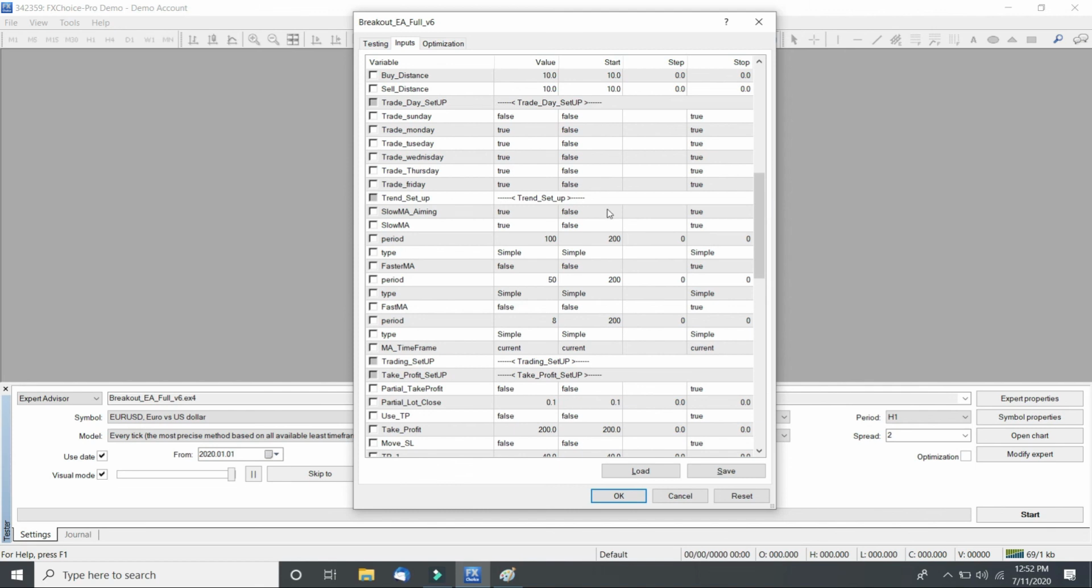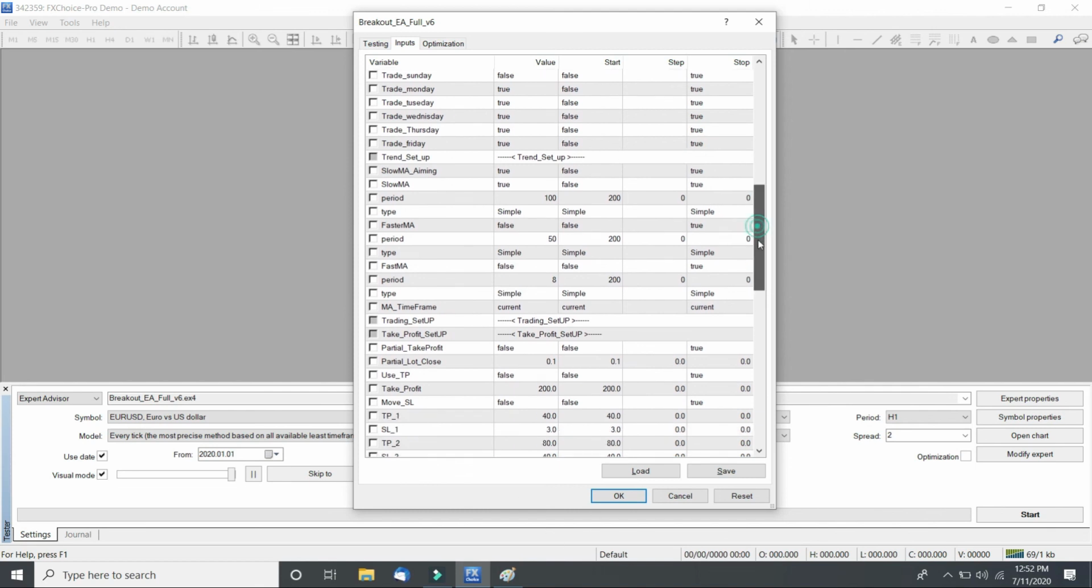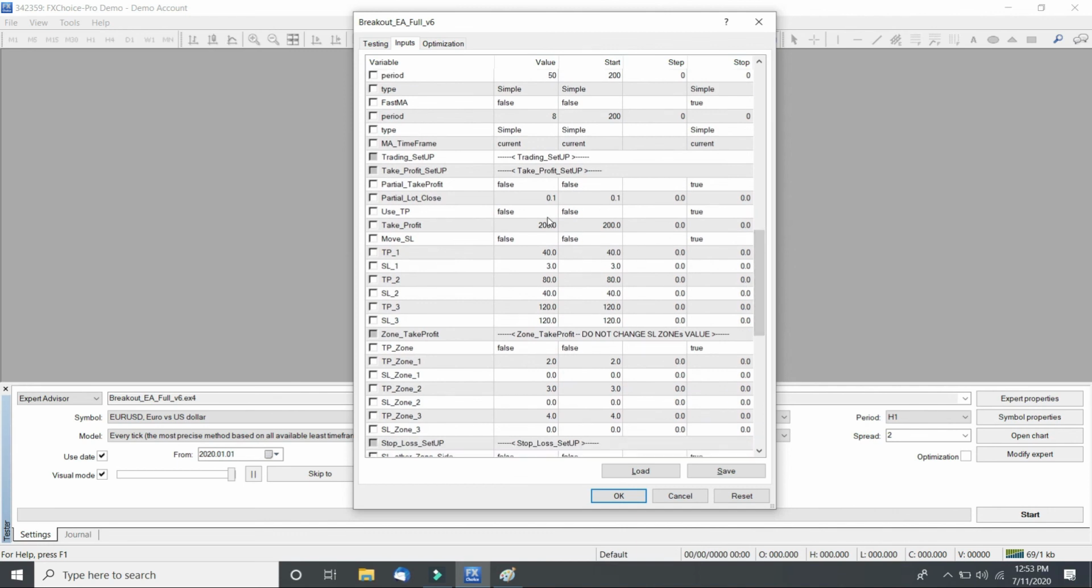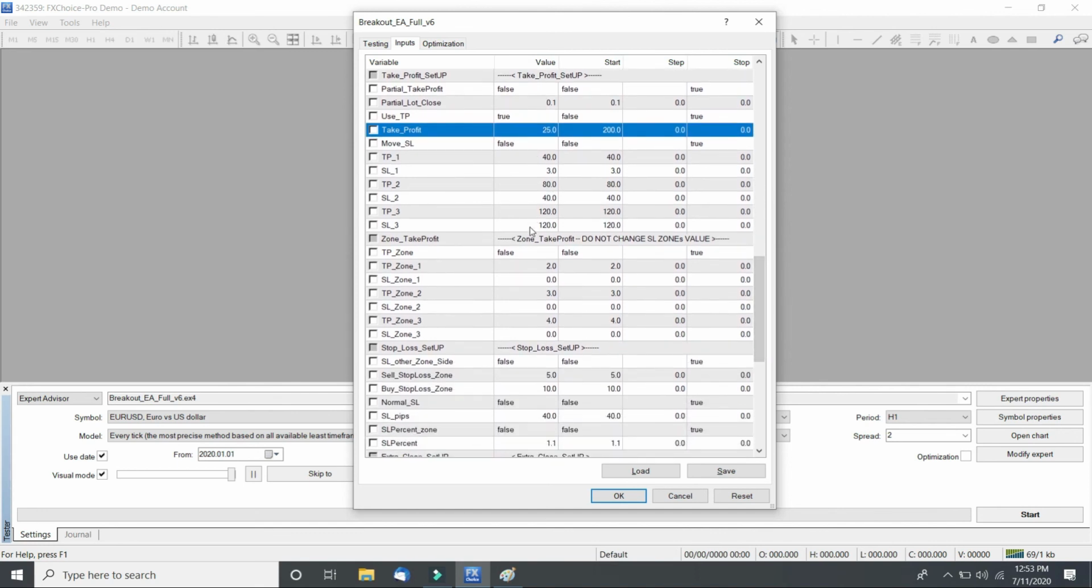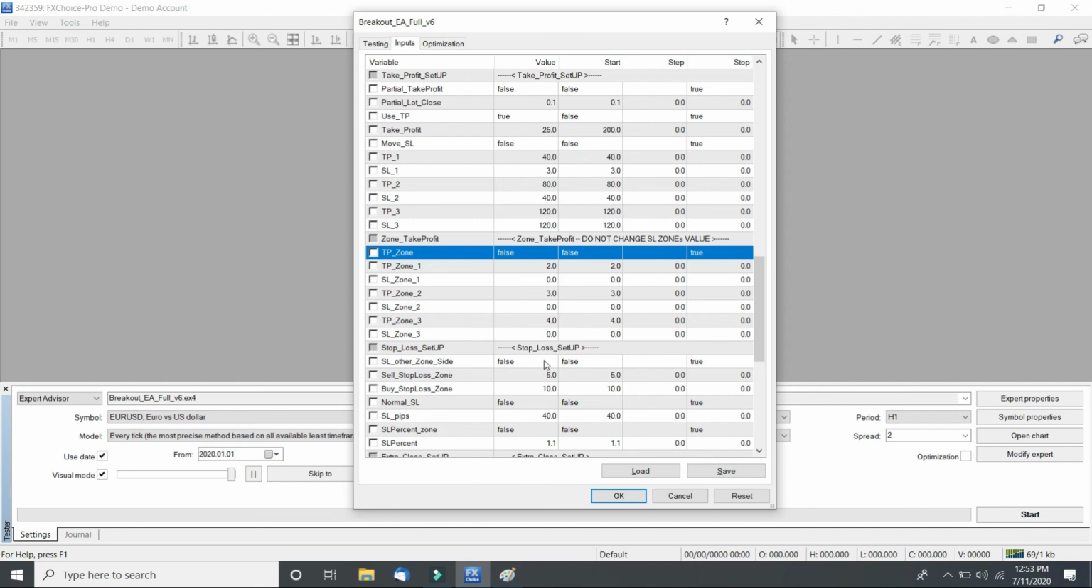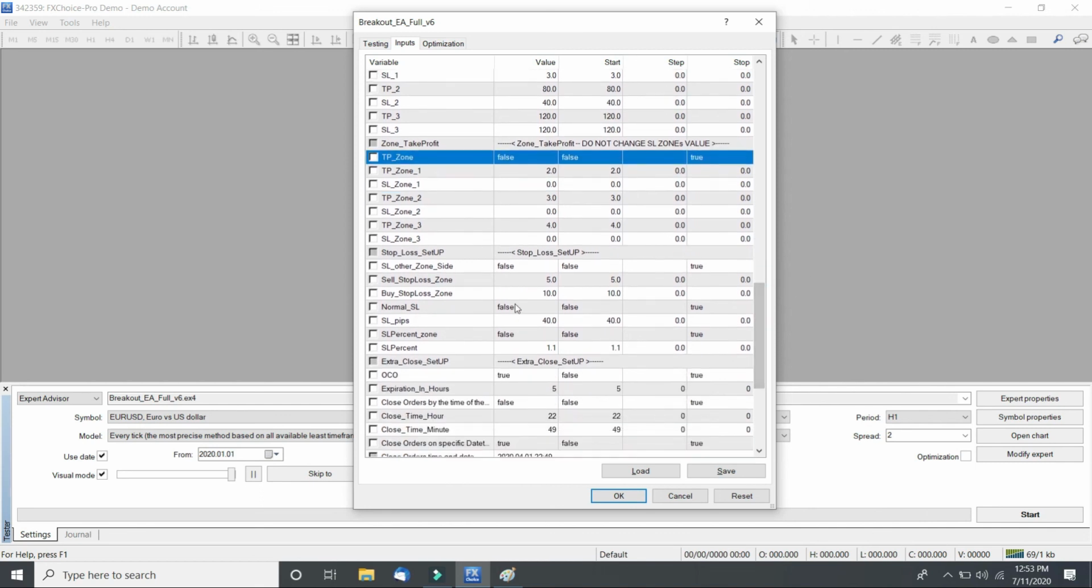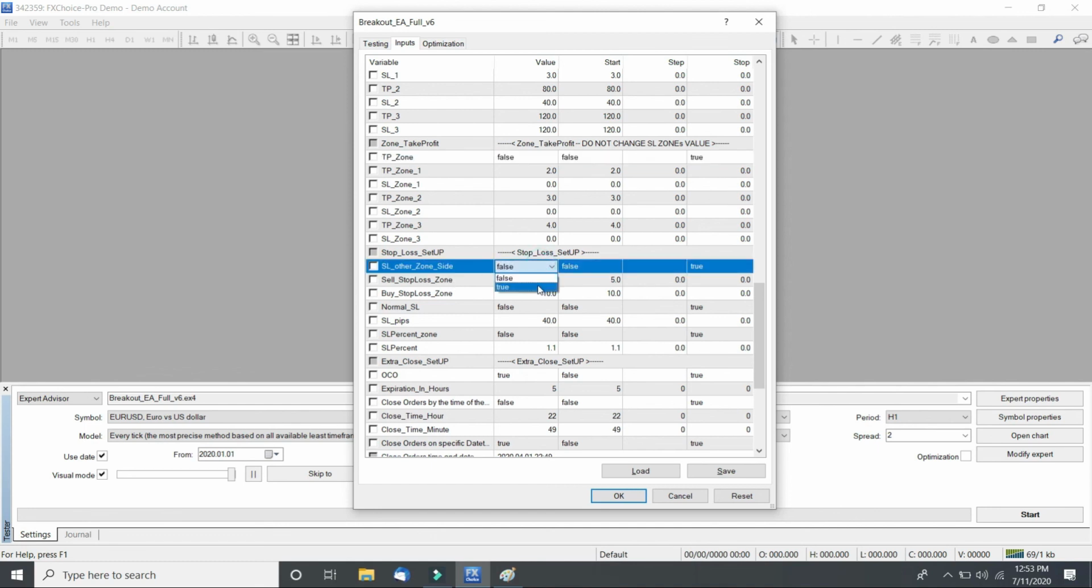So with all that said, I'm going to set this one on, let's do just take profit. And I'm going to set the profit, let's take it 25 pips. And I'm going to make sure everything else is false. And I'm also gonna do a stop loss zone. I'm gonna place true, so this stop loss will be placed on the other side of the zone for each trade. Everything else is false, false, false.